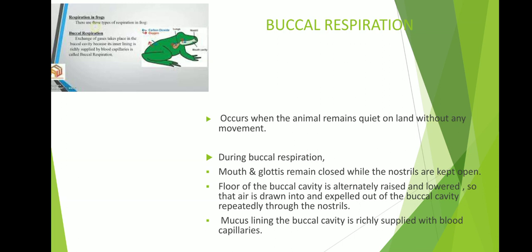Mouth is closed, glottis is closed, only the nostrils remain open. So the epithelial lining of the buccal cavity is richly supplied with the blood capillaries. So oxygen in the air diffuses into the blood while the carbon dioxide diffuses out. But during buccal respiration, the points you should remember: it occurs when the animal remains quiet on land without any movement. And during the buccal respiration, mouth and glottis closed while the nostrils remain open.